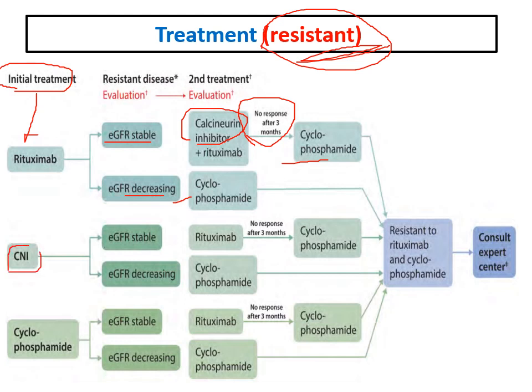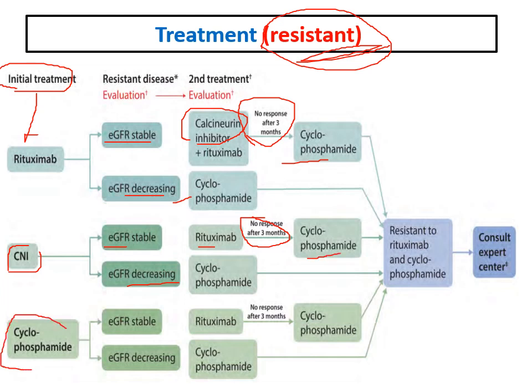What about using CNI from the start? Again, if the GFR is stable, I should use rituximab. If the GFR is decreasing, I should use cyclophosphamide. And then if I am using rituximab as above, if after 3 months of rituximab and CNI there is no response, then I should use cyclophosphamide.